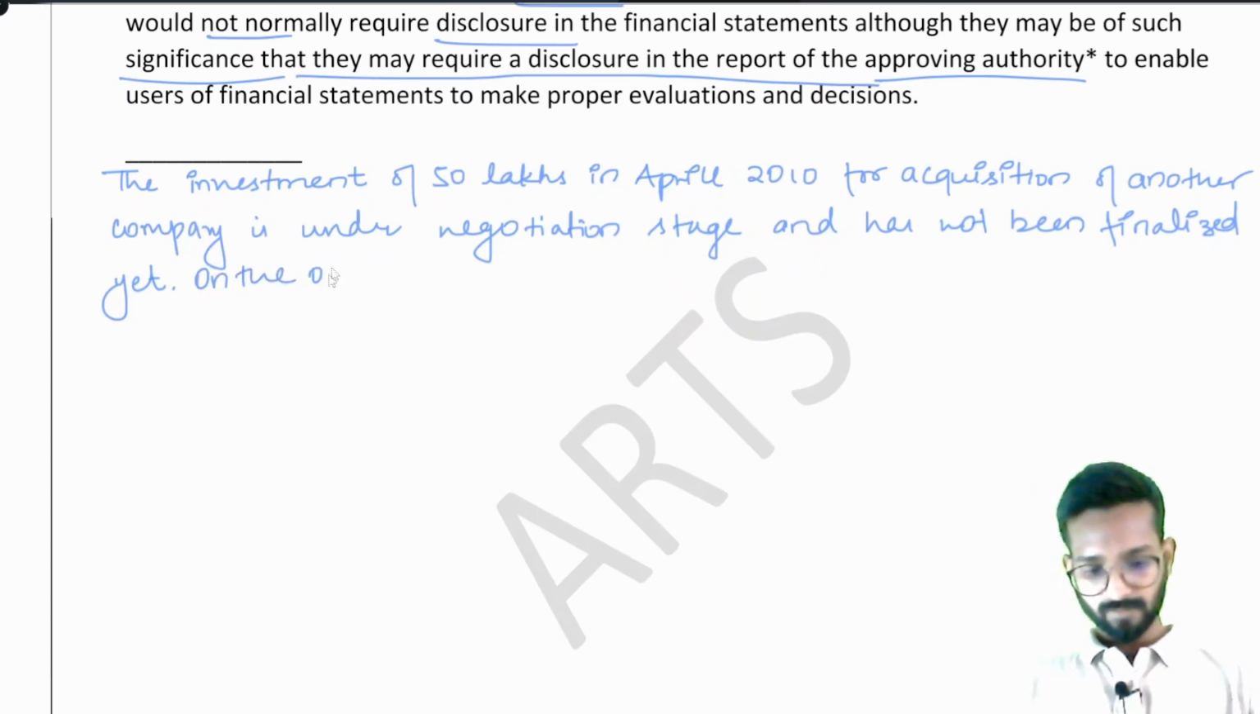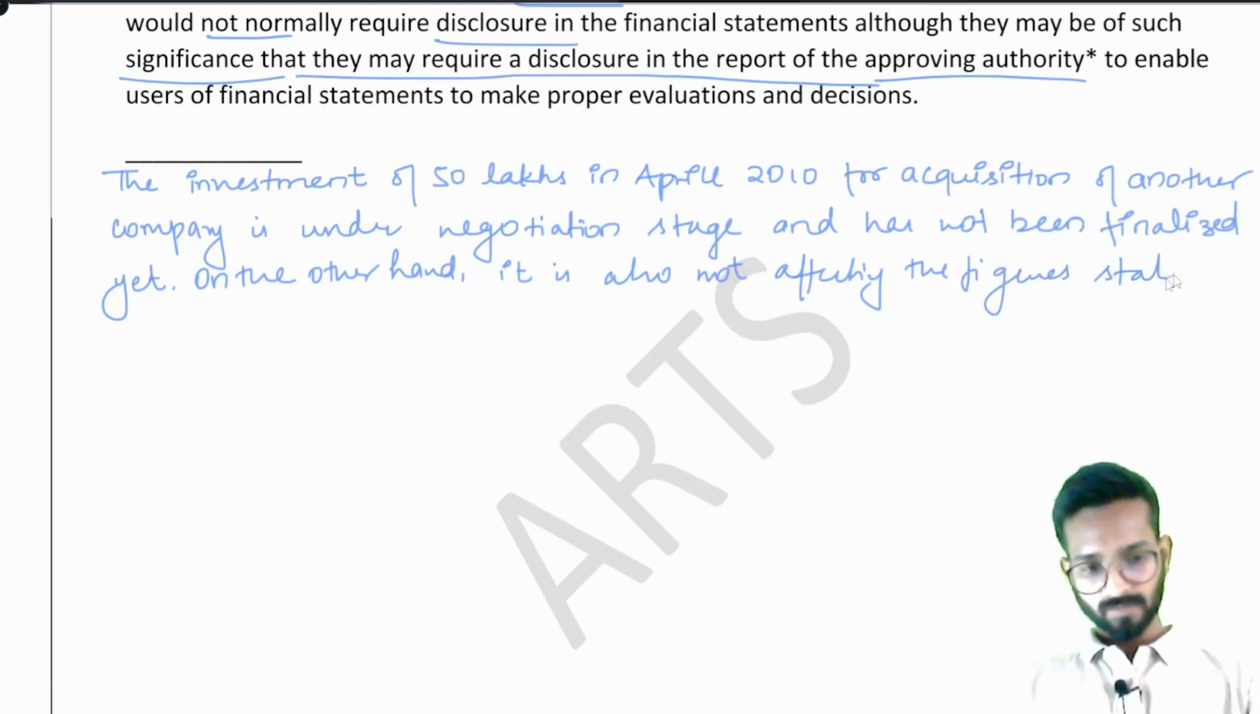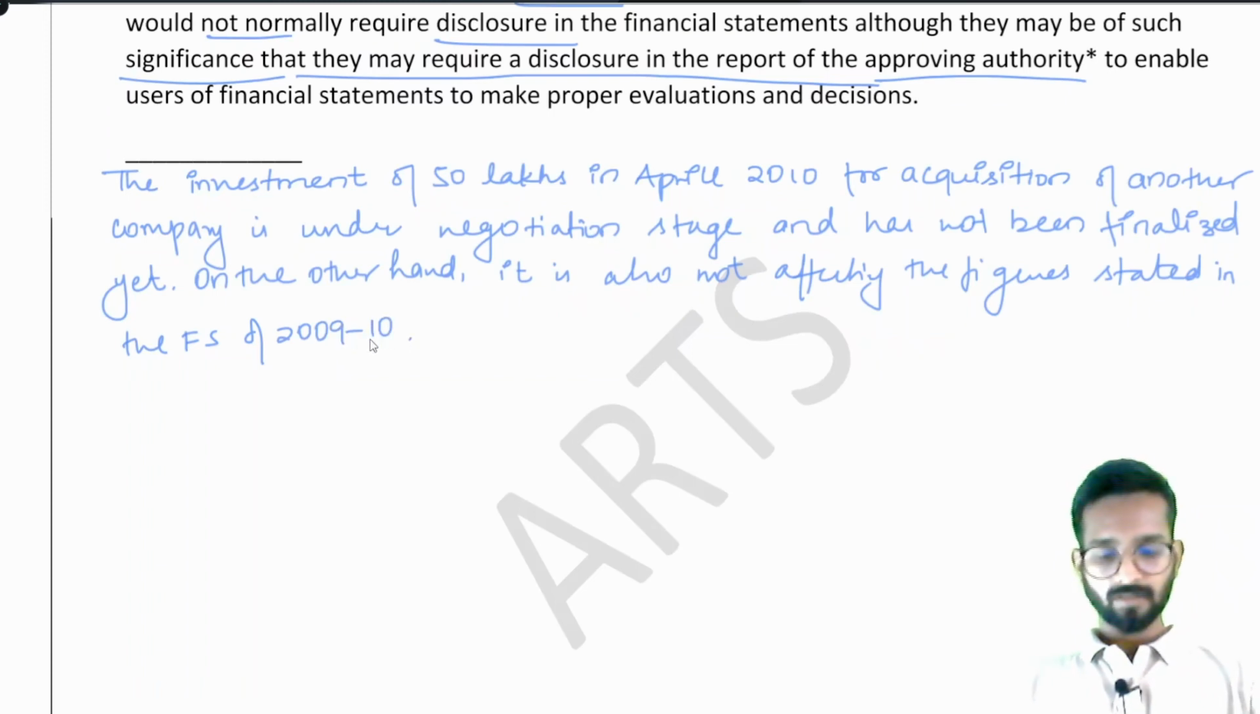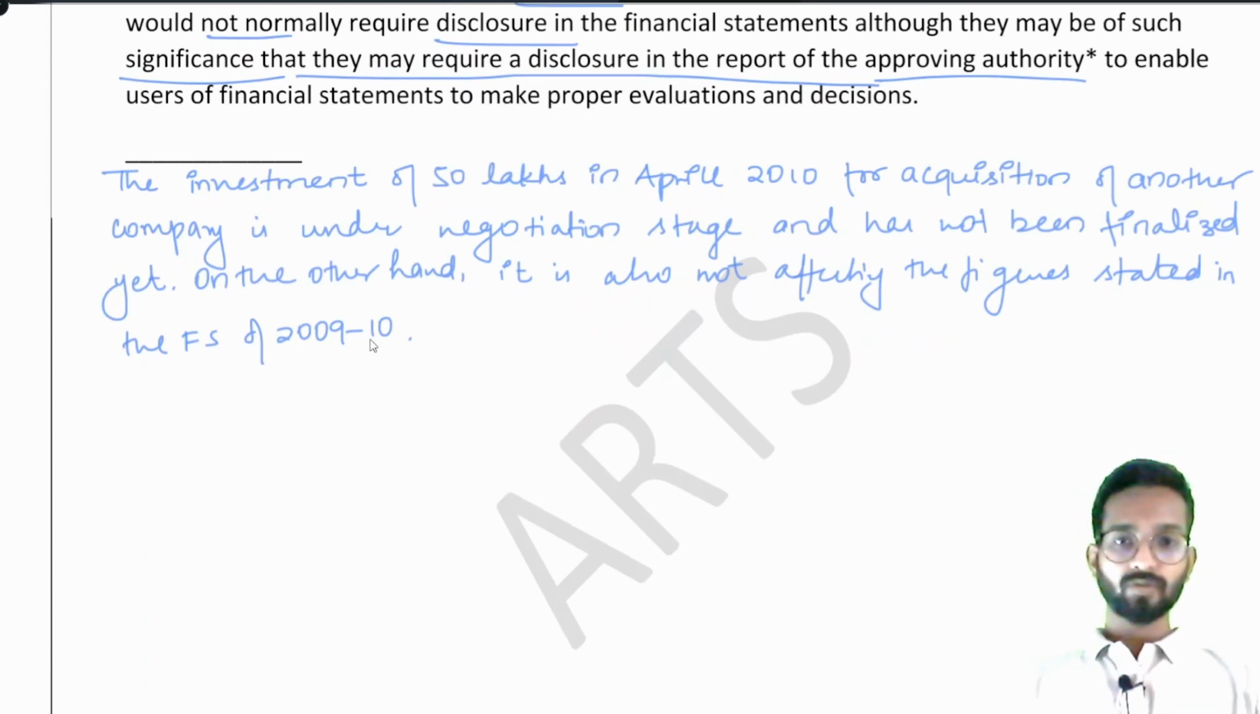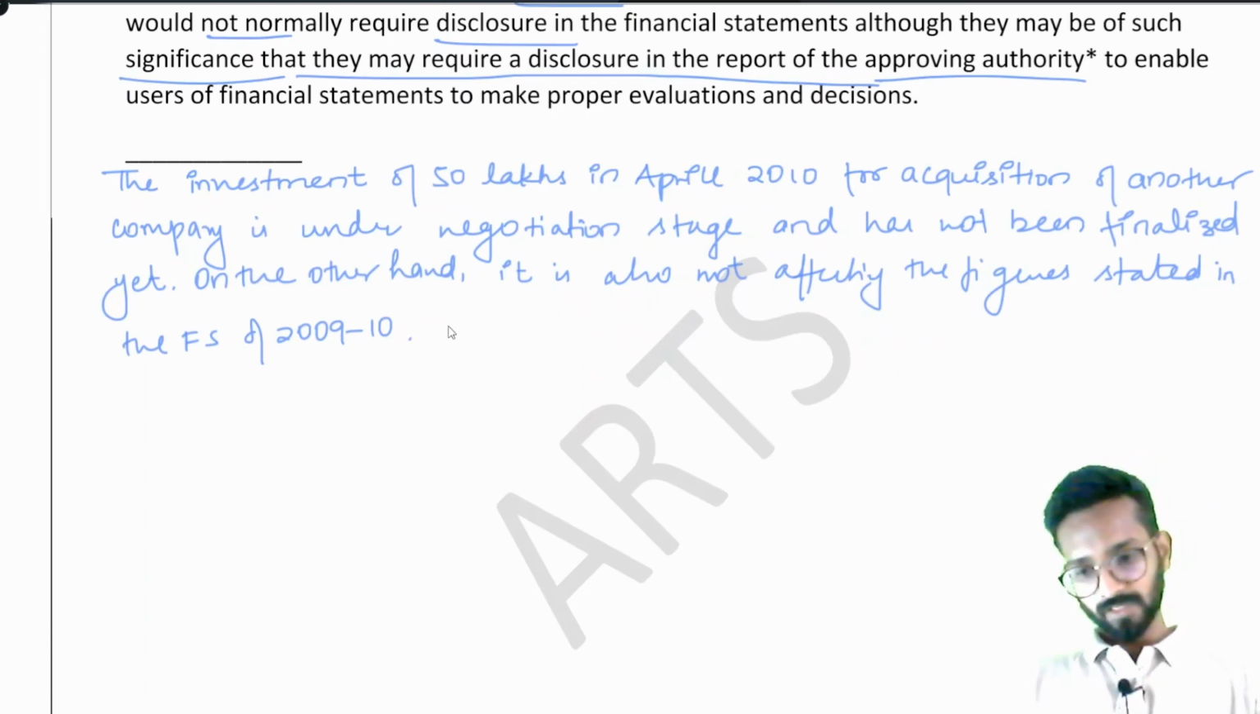On the other hand, it is also not affecting the figures stated in the financial statement of 2009-10. Obviously, see, there will be no impact on the financial statement. No, incurring, you can say, the payment to buy a new enterprise. How will the financial statement of the already existing enterprise change? It will not change for 2009-10.